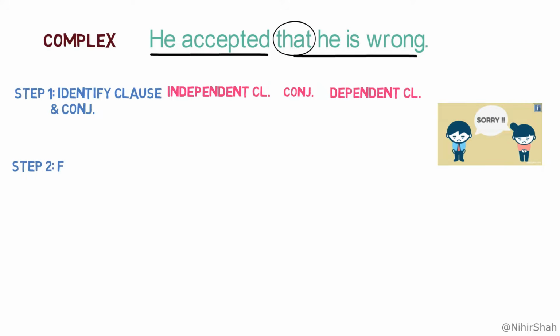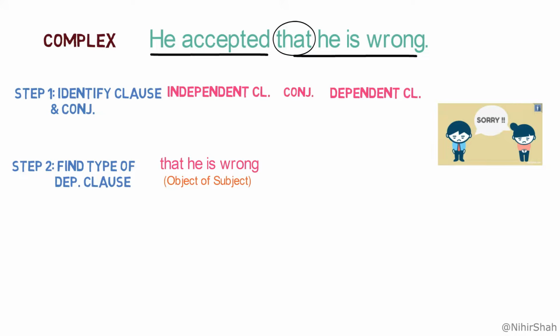Step 2. Find the type of dependent clause. Here, that he is wrong is acting as the object of the subject he. So, it's a noun clause.